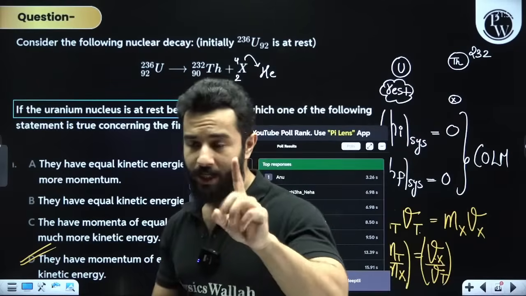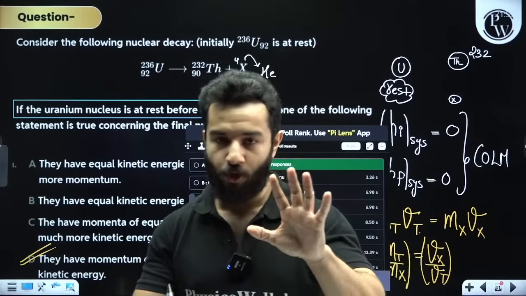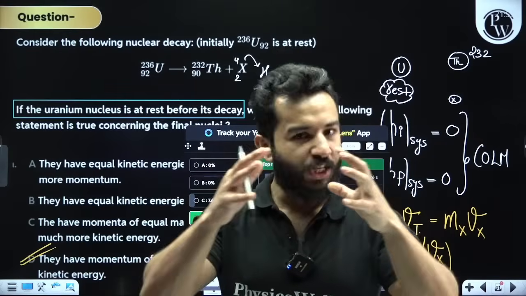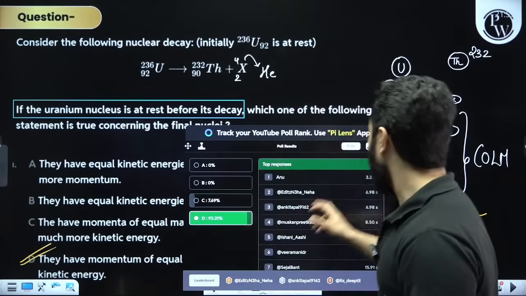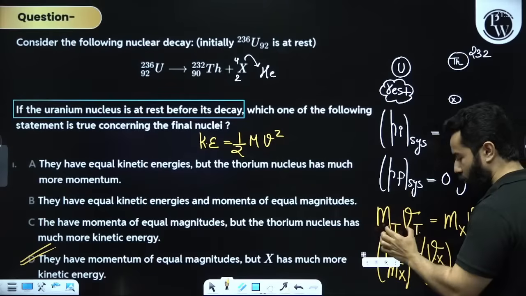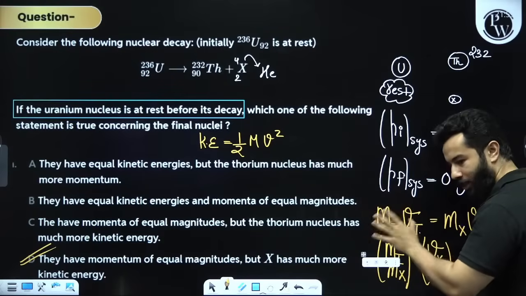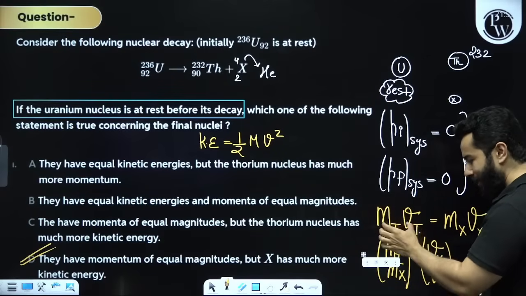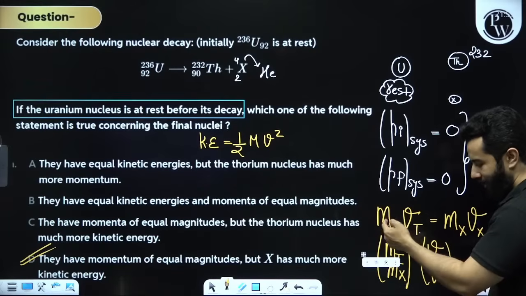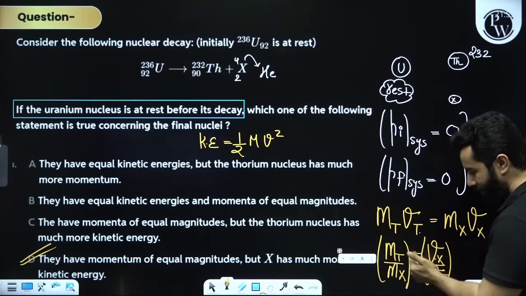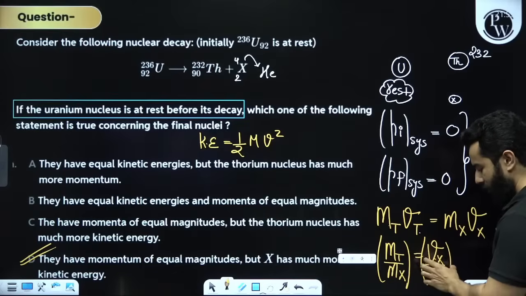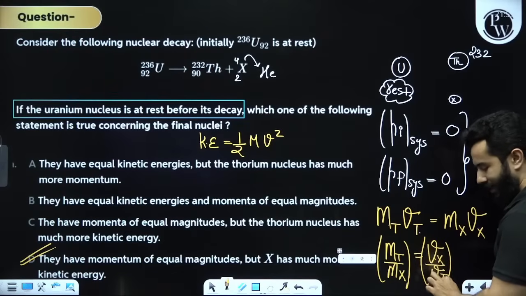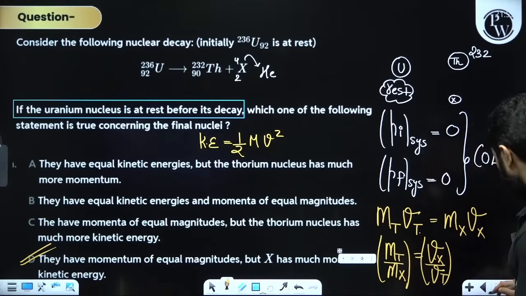Will you remember it? I am going to summarize it for you. Decay is happening, initially it was at rest, so final momentum should also be 0. That means the magnitudes of momentum of both the daughter nuclei must be the same. If momenta are the same, we can easily find the ratio of velocity. Ratio of velocity will be mt divided by mx, which is greater than 1. That is, Vx is greater than Vt. Got it? Moving on.